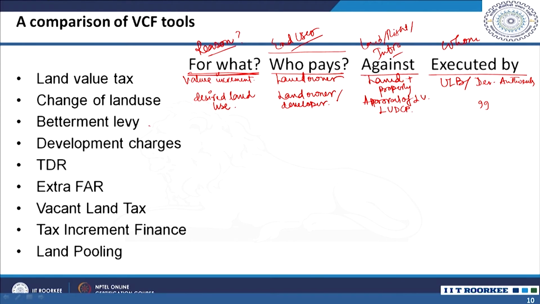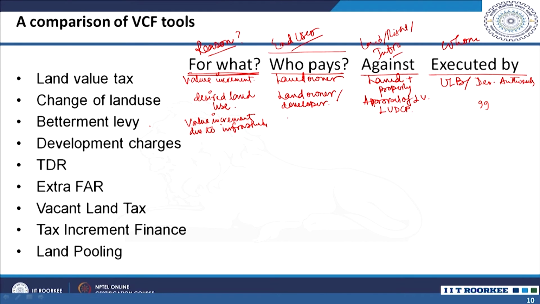Then the betterment levy is levied or charged due to the value increment due to some infrastructure.